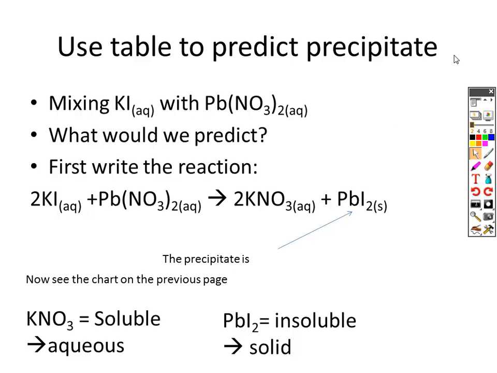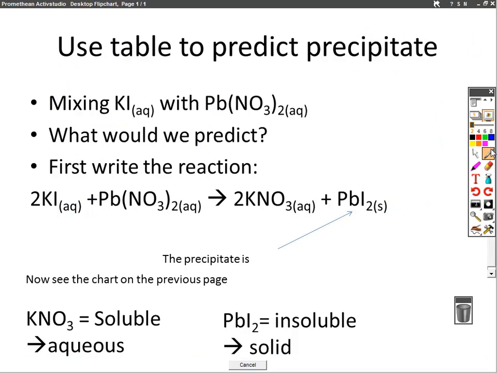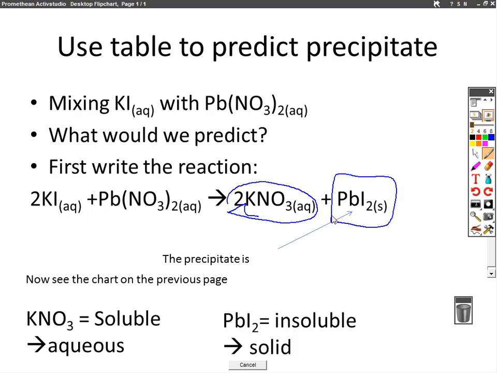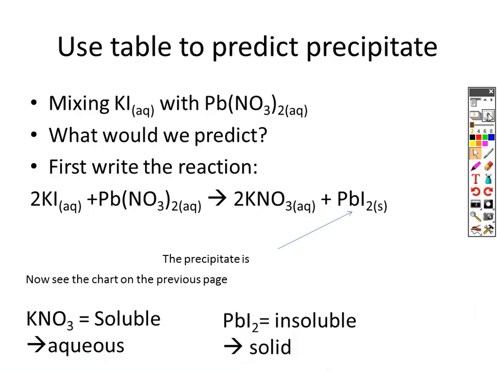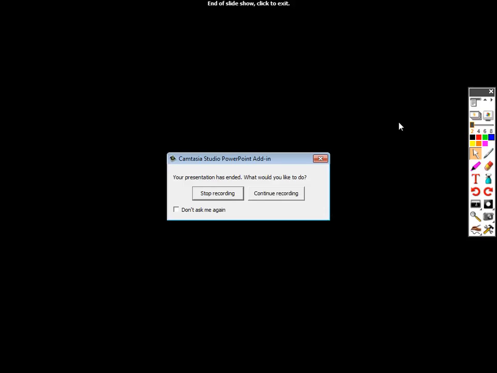So moving forward, we used that table to predict it, so we figure out that KNO3 is aqueous and lead iodide is our precipitate, our solid. So we're going to be using these tables to determine this. They're pretty simple, but just make sure you're paying attention to things like what the key says versus what's written in the reaction. And that's it.